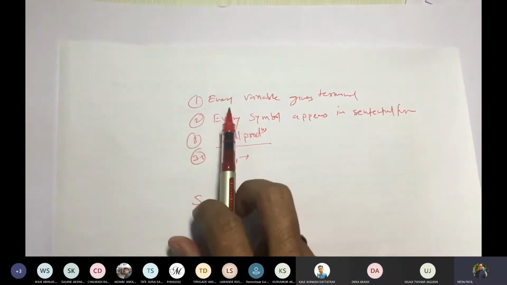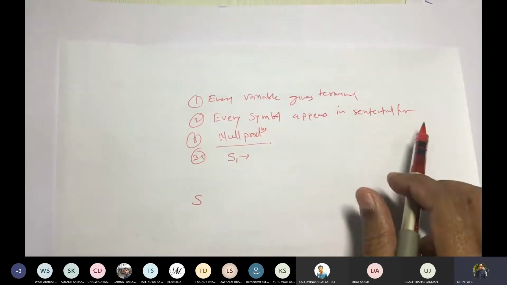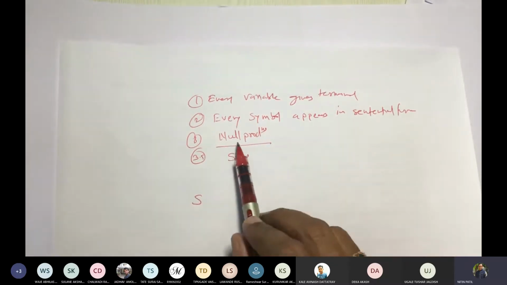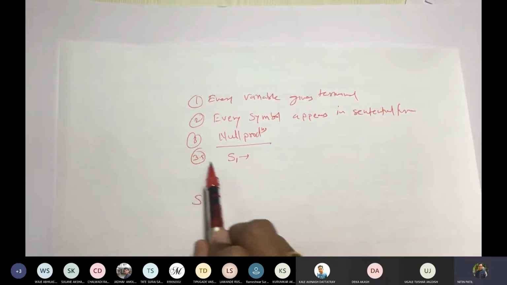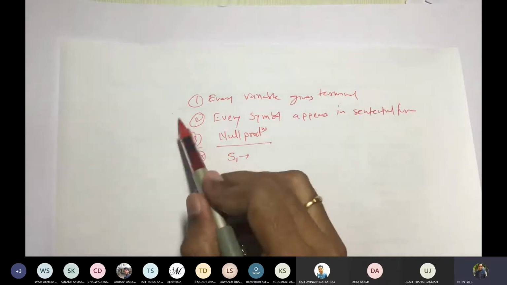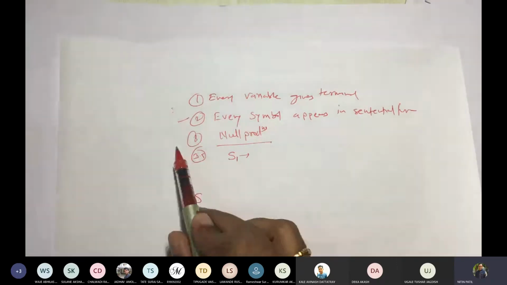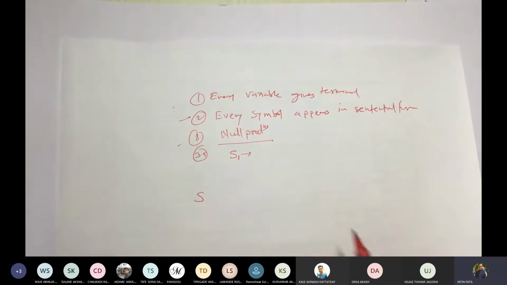So, the algorithms where we first talked about every variable gives terminal, then every symbol appears in sentential form. This was the second algorithm. Then we removed null production. These were the three algorithms which we saw. I introduced one more algorithm, which we will recall. We already worked out these two, and this also we worked out, how to find the respective productions. Now this 3.5 would be what?